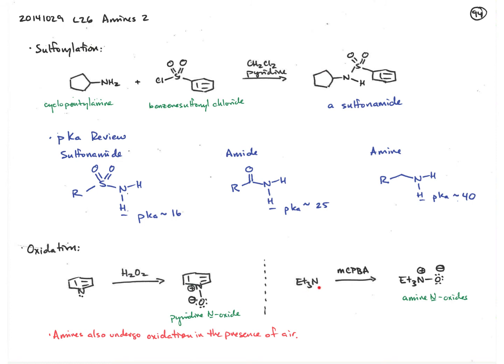So other conditions, if we have a tertiary amine, so triethylamine, MCPBA, you'll recall, is metachloroperoxybenzoic acid. This can form an amine N-oxide.